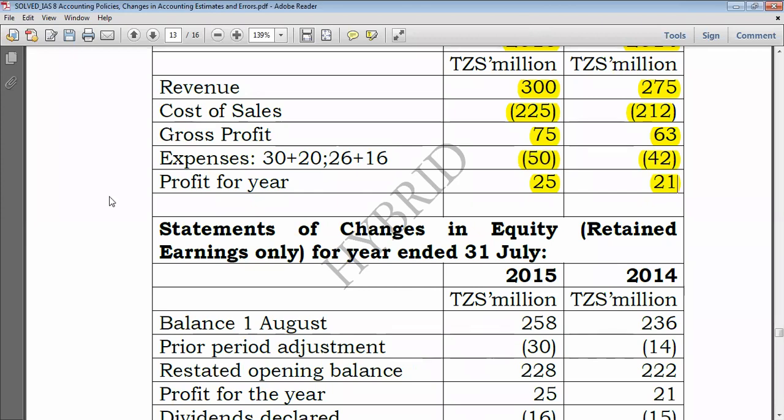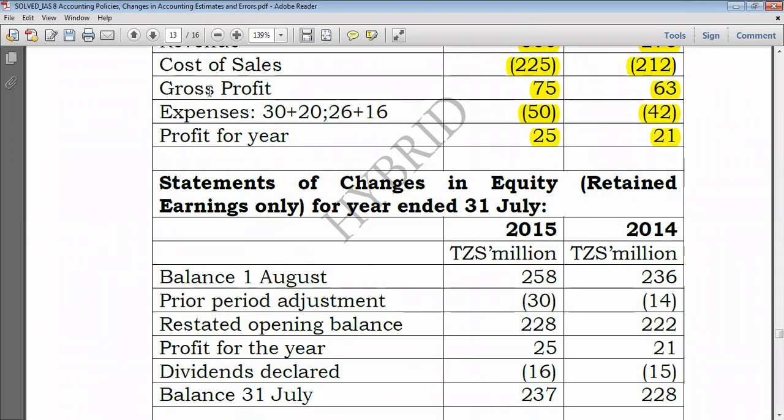Simply speaking, when correcting profit for the year, if you are not asked to prepare the statement of profit or loss, you would have just come to the statement of changes in equity here and adjust this profit for the year. You see? Now look, this profit for the year would change. This one would change to 25 and 21 as you have obtained them, instead of the previous profits. Now we are done with the income statement.